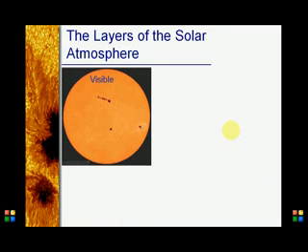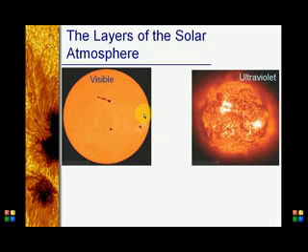The layers of the solar atmosphere. This is the visible Sun, just like that. But this is the Sun captured in the ultraviolet. This is how it looks. This is the emission that we cannot see in ultraviolet. So these are the sunspots. They are regions of very high activity, and they show us the activity of the Sun.